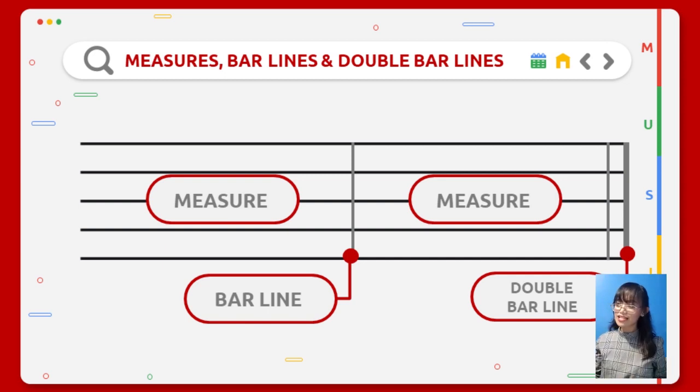So, double bar lines again shows the end of a piece. And bar lines indicates the beginning. So, this is a bar line, the beginning and end of a measure. And the distance between two bar lines is what you call measure. Again, this is a measure and this is a bar line. Double bar lines shows the end of a piece.